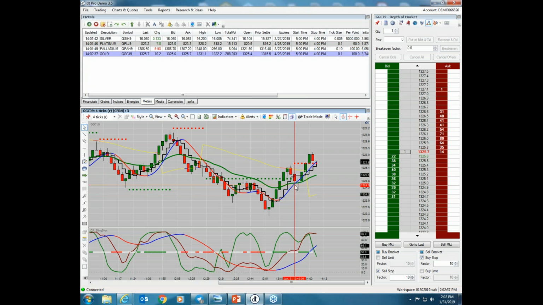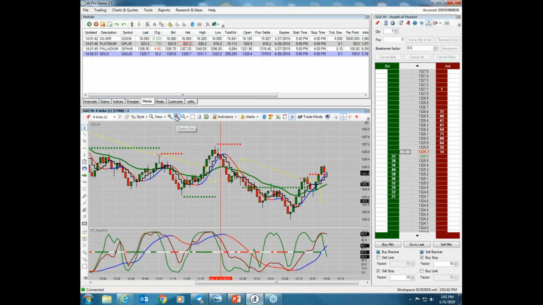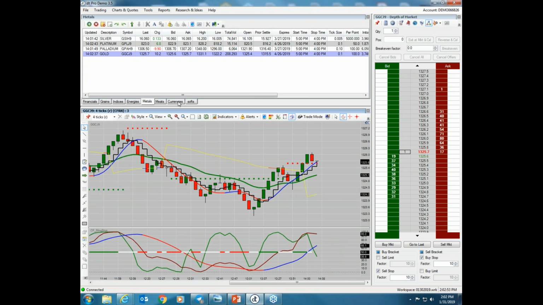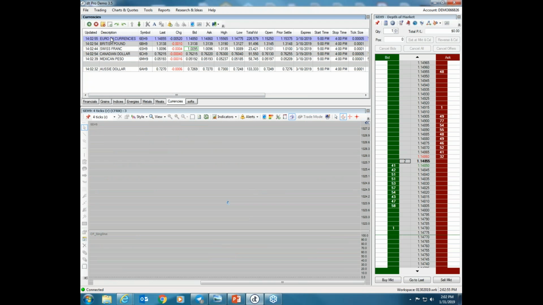We had the bullish cross here. The MA1 is blue. I zoom out. I'm kind of stair-stepping down. Not enough separation here. So the gold is doing nothing. Let's go to the euro.